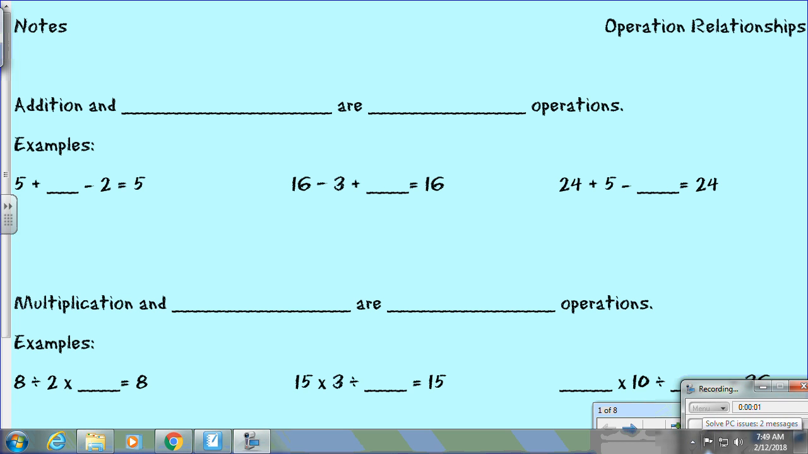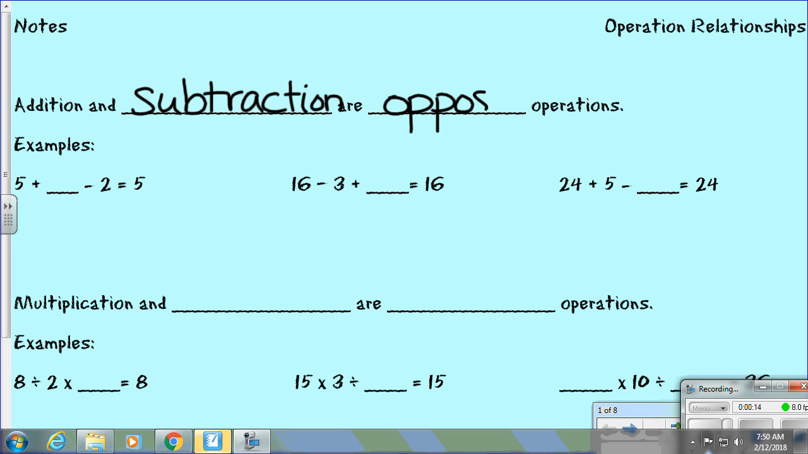Talk about operation relationships. So, the first ones we want to talk about are addition and subtraction are opposite operations. So if I start with a number and I add something to it, then take that number away, I start with the beginning number. So that is 5 plus 2 minus 2 gives me 5. Notice how these middle numbers are the same numbers. You add something, then take it away. You have not changed anything.